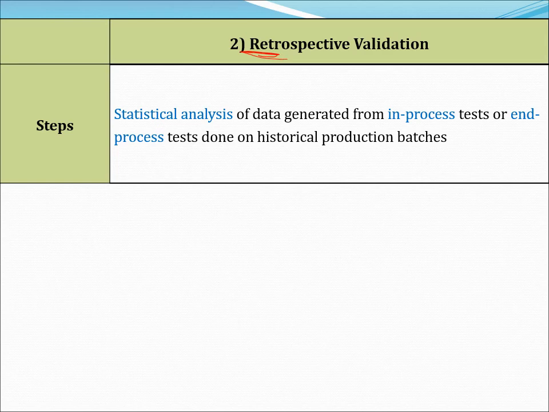The second type of validation is retrospective validation. The word retro means it happened after production. So after production, you will have results, the findings of the in-process quality control test and the quality control test of the finished product. So you can make just a statistical analysis, reviewing the results, to make sure that everything is okay.